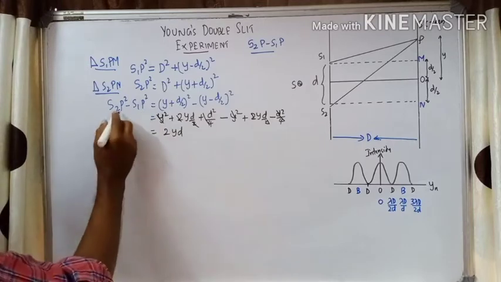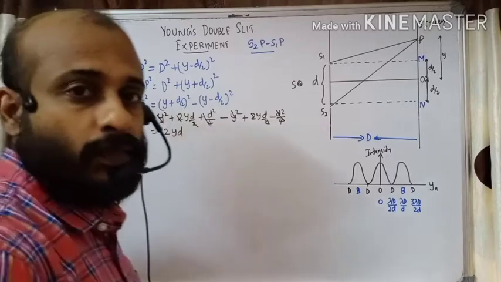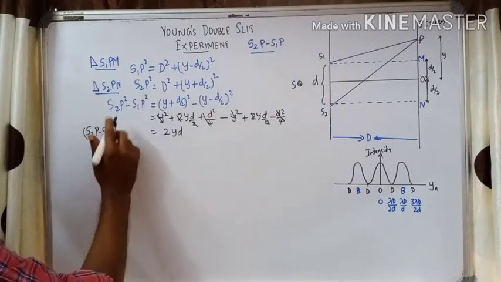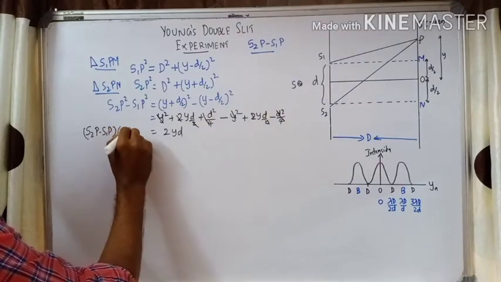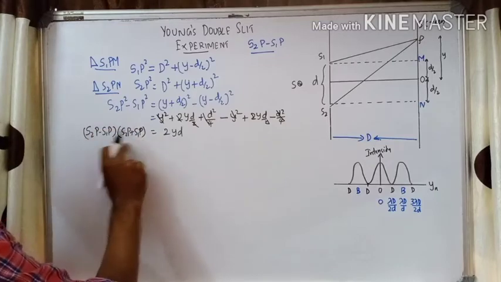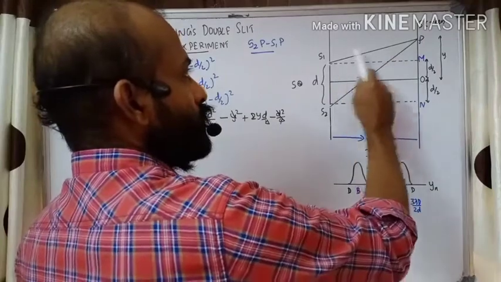So S2P square minus S1P square is equal to S2P minus S1P into S2P plus S1P, using a square minus b square is a plus b into a minus b. Now what is S2P plus S1P? This length is S2P. This is S1P.